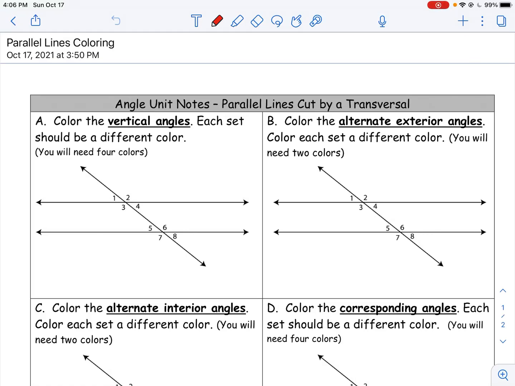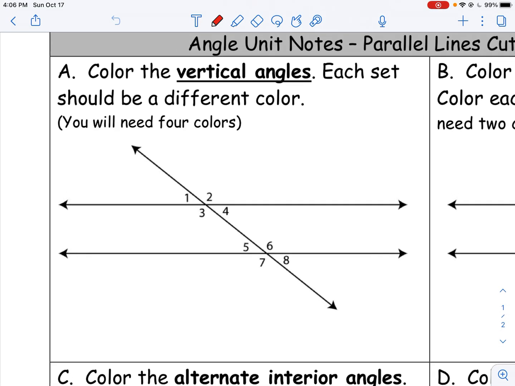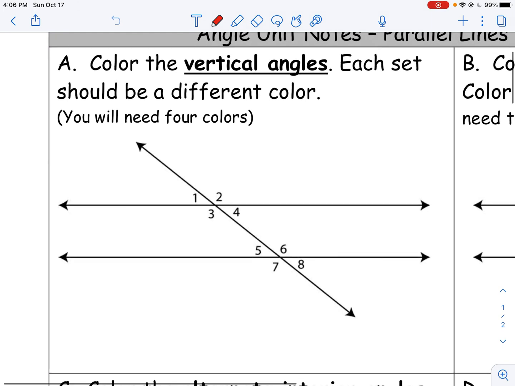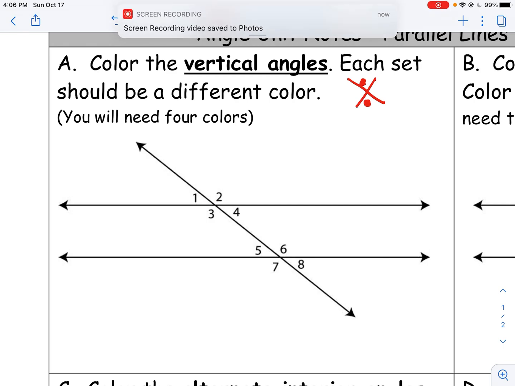Okay, parallel lines cut by a transversal. So, color the vertical angles. Vertical angles mean that when you have two lines that intersect, the angles that are opposite them are vertical angles.